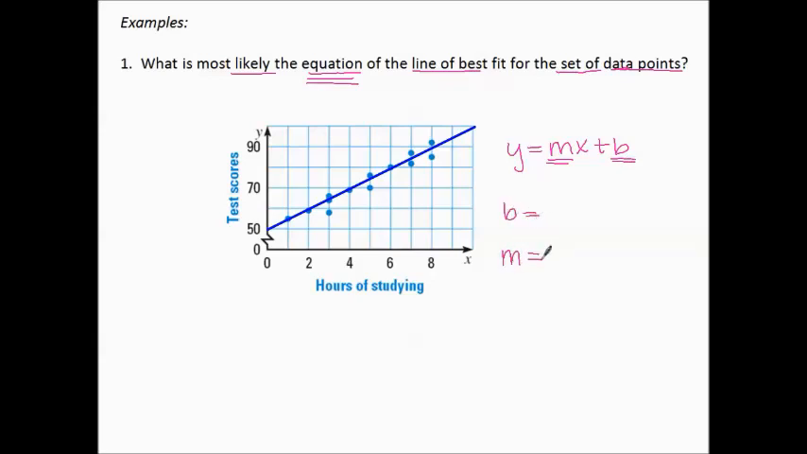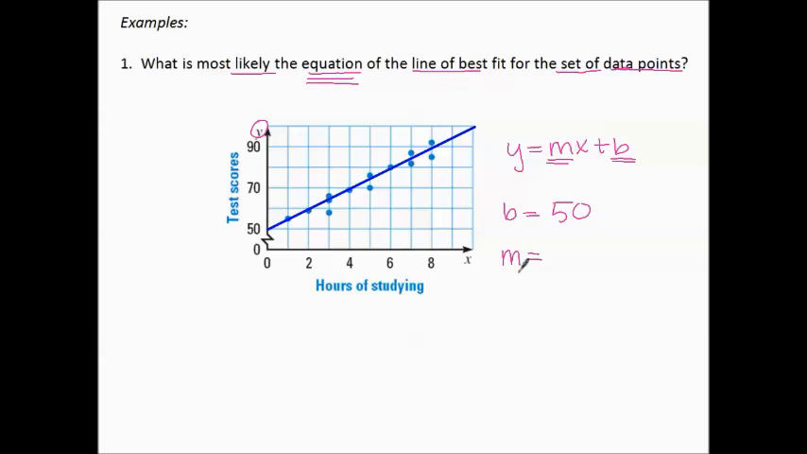Well, my y-intercept, or my b, I can see is right here. My graph touches, here's my y-axis. My graph touches my y-axis at 50. That one's a little bit easier to see. My next one is my m, or my slope.